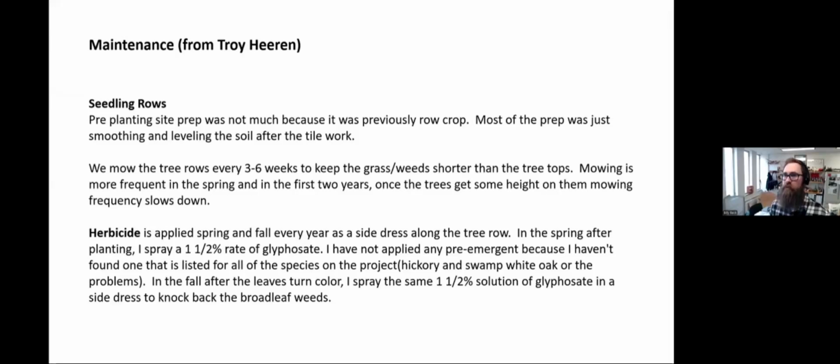This is the maintenance that he's prescribed and undertaken out there. And honestly, if it wasn't for him, these things would have been toast in the drought, just the way he controlled competing vegetation and things like that.